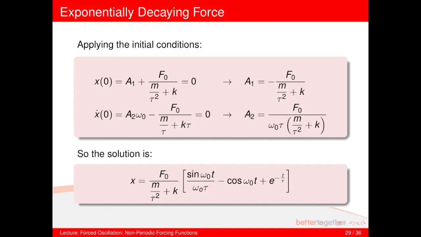So that's the solution. You can see it's a sinusoid, because you've got a sine and a cosine. You've got a decaying exponential, and that sinusoid multiplied by the decaying exponential has a certain amplitude, which depends upon what tau is.